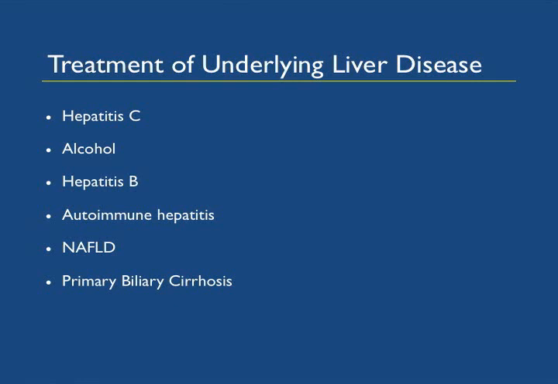Removal of alcohol can result in significant improvement in some patients, particularly in the subset of patients who have alcoholic hepatitis. Treatment of hepatitis B is recommended for cirrhotic patients with significant viremia. Treatment of autoimmune hepatitis in a patient with cirrhosis can significantly improve the patient's outcome. With regards to NAFLD and primary biliary cirrhosis, treatment is much more effective if instituted early in their disease, but nevertheless, cirrhotic patients should still be considered for treatment if possible.